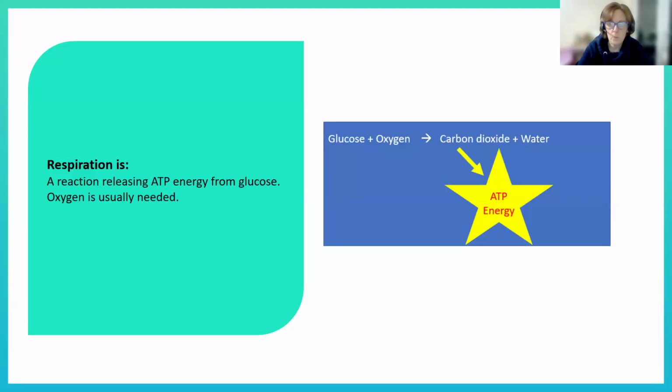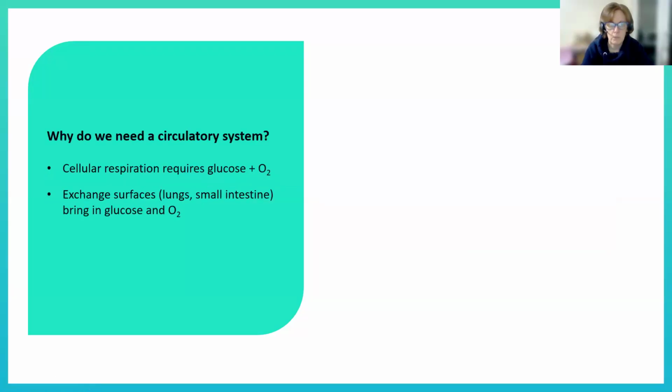So why is all of this important? Well, it's because of respiration. We need to get glucose and oxygen around our body so that we can make something called ATP energy. That's how all of our cells do all of their jobs. It's really important. So respiration, we're going to talk about that later in more detail, is releasing ATP energy. Don't worry about that for now, but it's releasing the energy from glucose. Oxygen is usually needed. You can do it without oxygen, but it's better if you do it with oxygen.